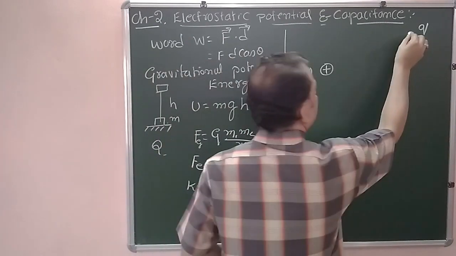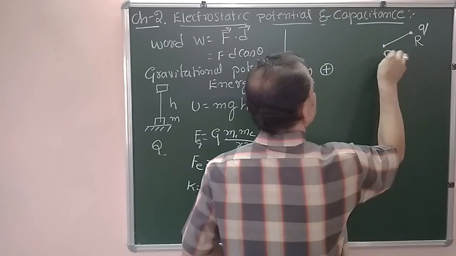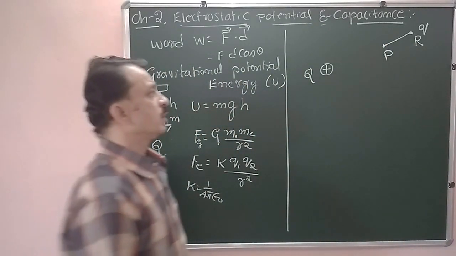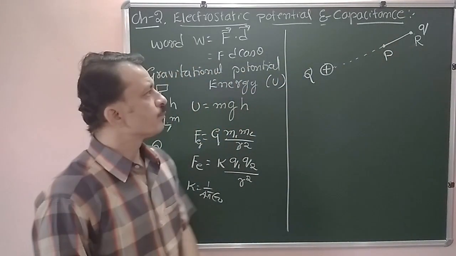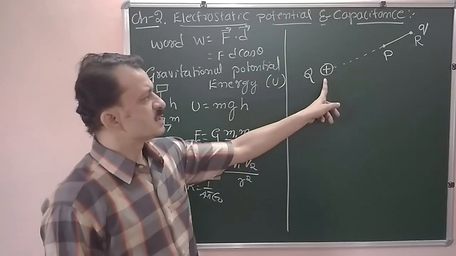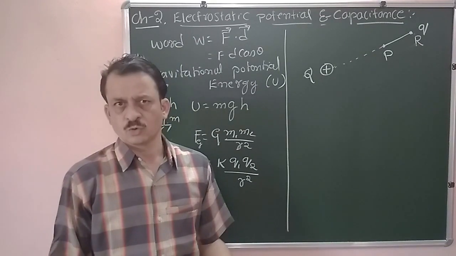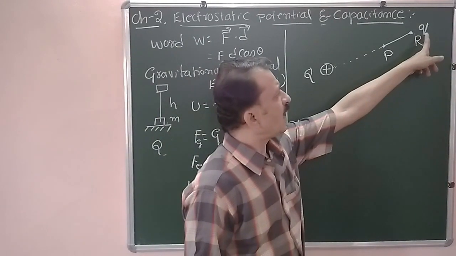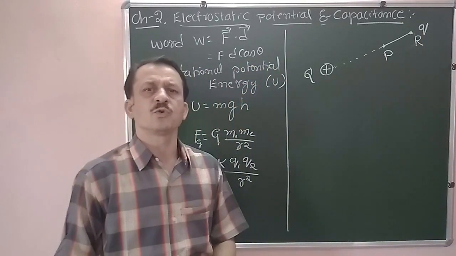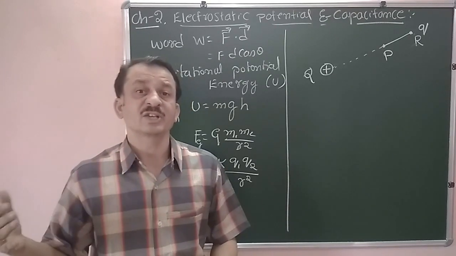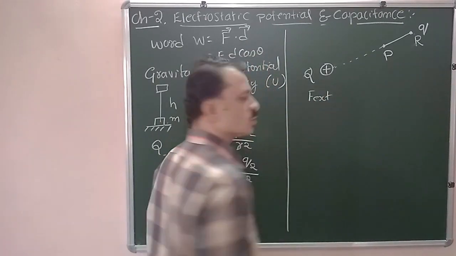Now, I have to bring this test charge from point R to some point P. Now look here. This is a positive charge. This one is also a positive charge. Obviously, there is an electrostatic repulsive force. If I have to bring this charge from R to P, there must be a repulsive force. Therefore, I have to apply an external force. Let me call that one F external.